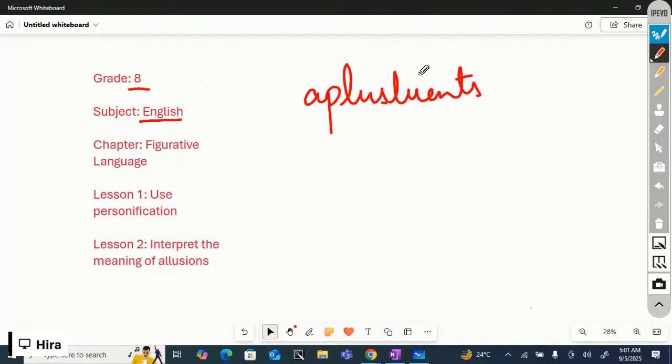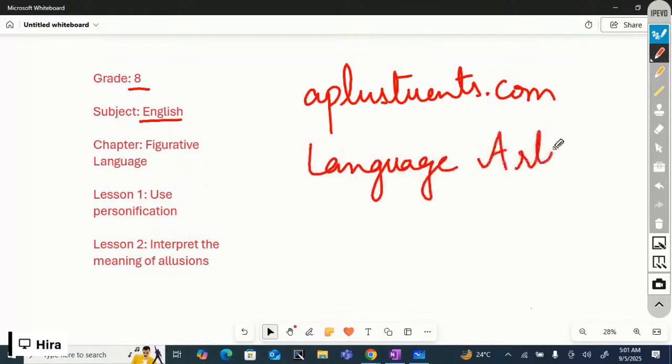Let's log into aplusstudents.com. Then go to Language Arts section and open Grade 8.